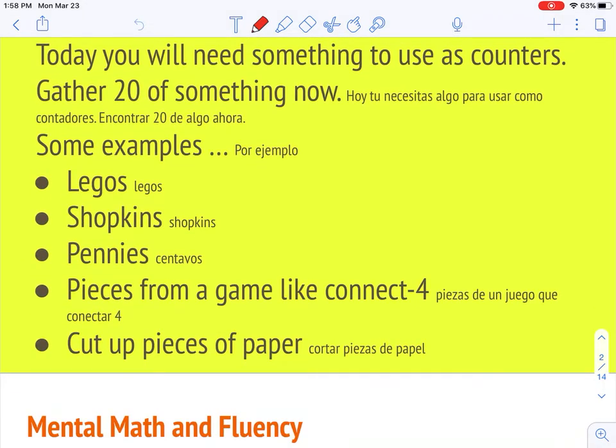Today you're going to need something extra for math that you're going to use as counters. So you're going to gather 20 of something, whether that's Legos, Shopkins, pennies, or pieces from a game. If you don't have anything, you can just take paper and cut it into small pieces. This is just going to be a manipulative that you can separate into groups, kind of like we do when we divide. So having groups of things. So pause the video and go gather 20 of something right now.